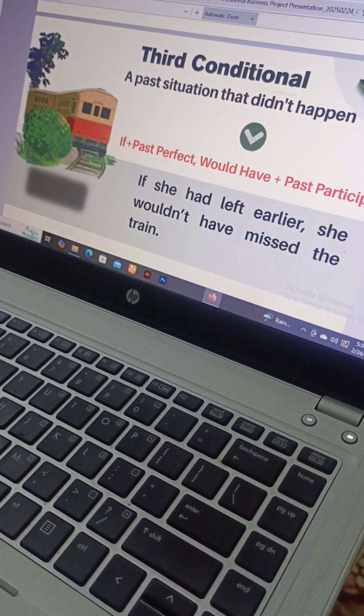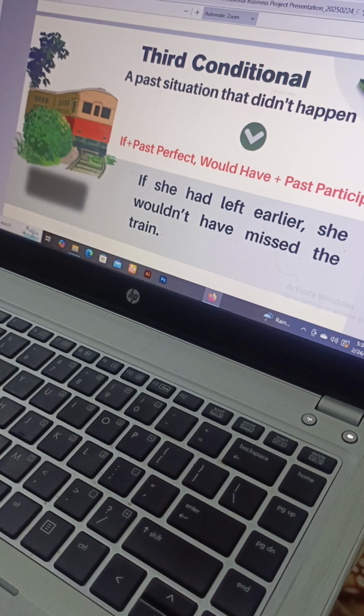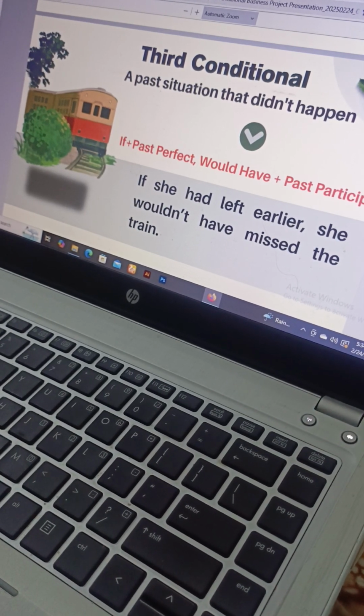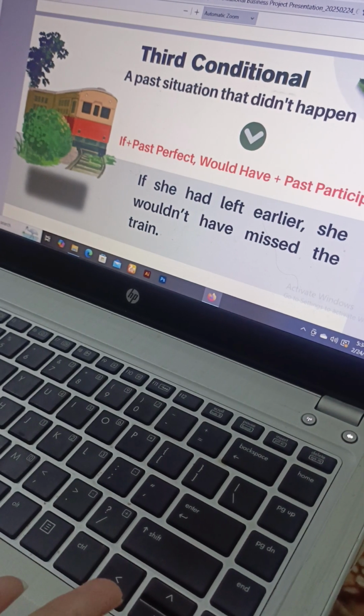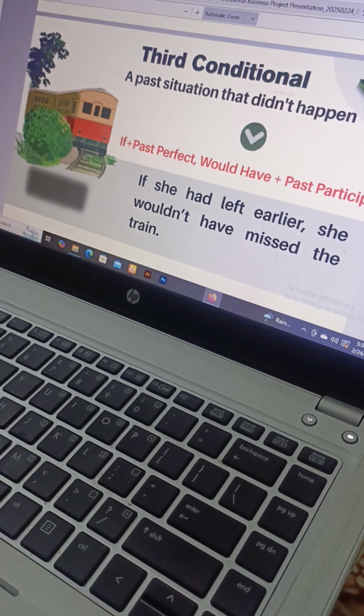तो रिजल्ट उसका ये हुआ कि she wouldn't have missed the train, कि अगर वो पहले चली जाती, निकल जाती घर से, तो वो ट्रेन ना मिस करती. यानी कि आउटकम या रिजल्ट आ गया. तो हम बात करें ऐसी सिचुएशन की जो पास्ट से रिलेटेड है और वो किसी ने की नहीं या हुई नहीं, that didn't happen.